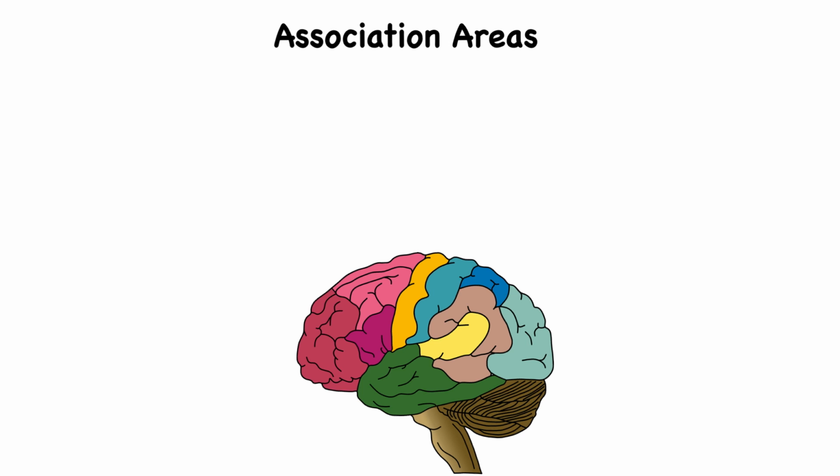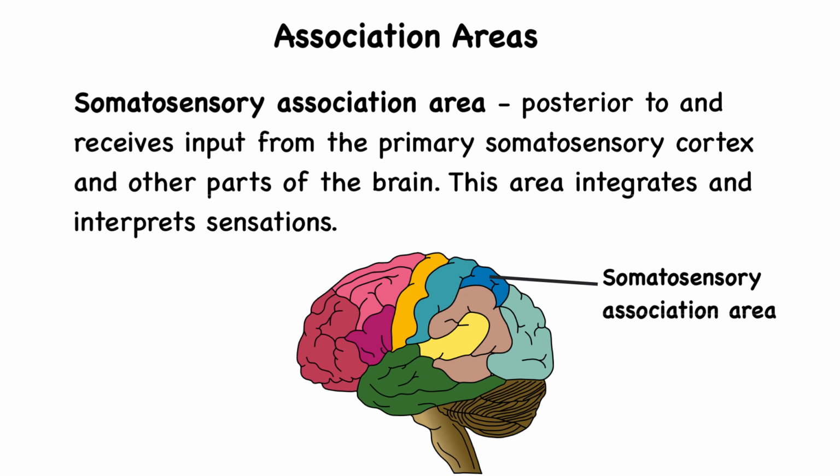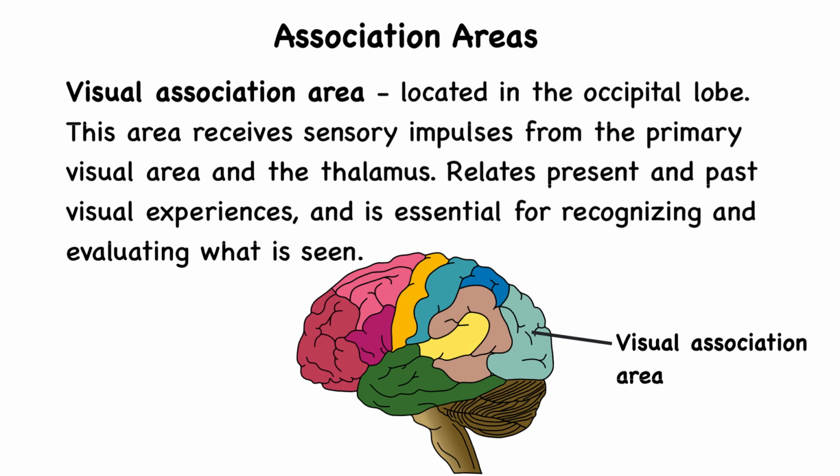The somatosensory association area is posterior to and receives input from the primary somatosensory cortex and other parts of the brain. This area integrates and interprets sensations. The visual association area is located in the occipital lobe. This area receives sensory impulses from the primary visual area and the thalamus. It relates present and past visual experiences and is essential for recognizing and evaluating what is seen.